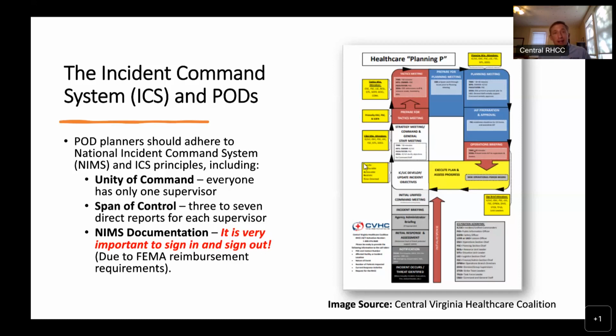And part of that is a sign in and a sign out sheet. And so for each pod, we would have everybody sign in and out, and then we would document that sign in sheet and provide that to the city so they could submit it for reimbursement. And that's just one example of why it's really important to have the proper documentation. Because if they don't have that documentation and they don't get that reimbursement, then the city has to incur that cost. And what that means down the road is they might be less inclined to participate in our pods.